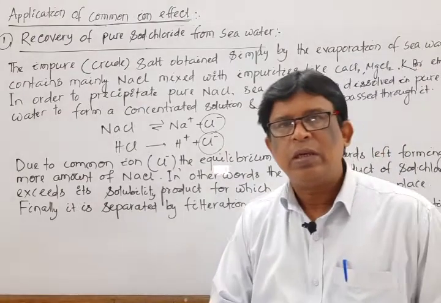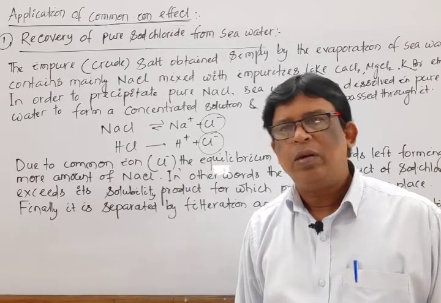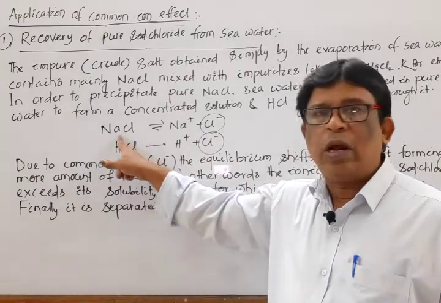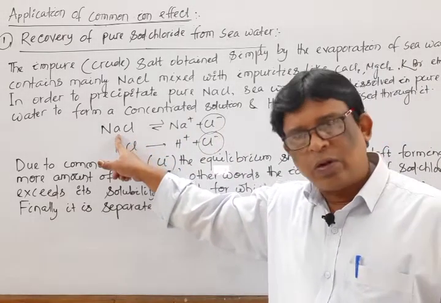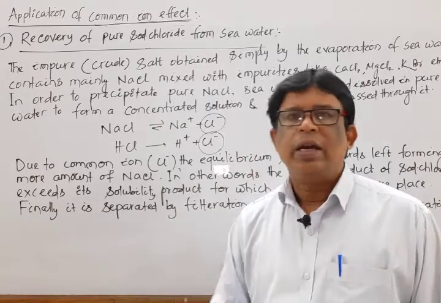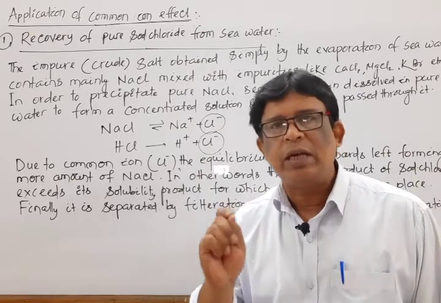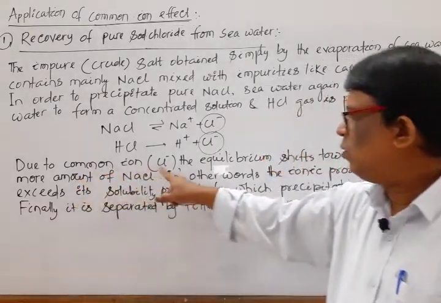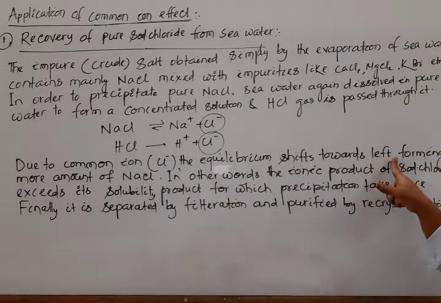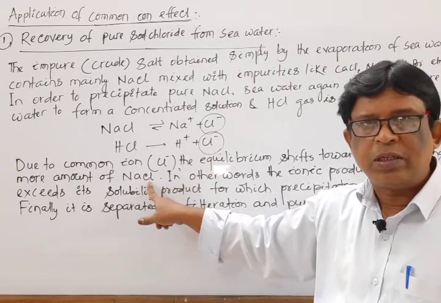So as a result, due to this common ion, one effect is there. According to Le Chatelier's principle, as the concentration of product species increases, equilibrium shifts backward, forming more amount of sodium chloride. In other words, the ionic product of sodium chloride exceeds its solubility product. As a result, the solution is supersaturated and precipitation takes place. Mark that. Due to the common ion, that is Cl- ion, the equilibrium shifts towards left, forming more amount of sodium chloride. This is according to Le Chatelier's principle.